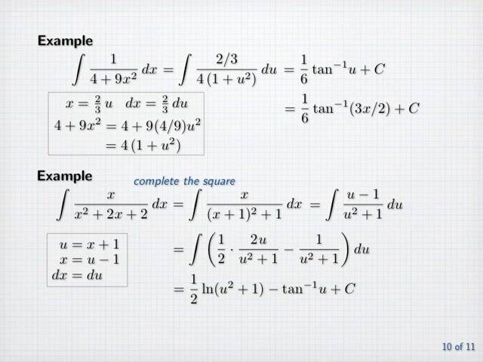Now we replace u with x plus 1. When we do that, u squared plus 1 becomes x squared plus 2x plus 2.